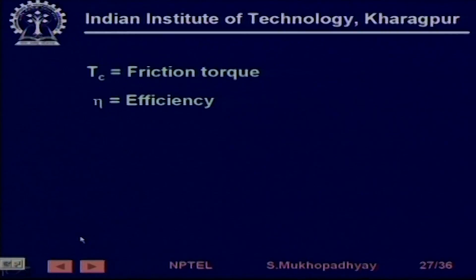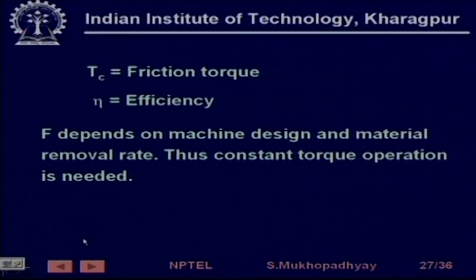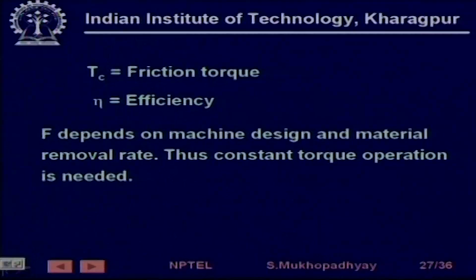So, Tc is friction torque and eta is efficiency. F depends on the machine design and the material removal rate, so the depth of cut. You see that the torque actually depends, in a way, on the material removal rate. So, it depends on the depth of cut as well as the feed. If they are generally constant, then a constant torque operation is needed on the feed drive, correct.